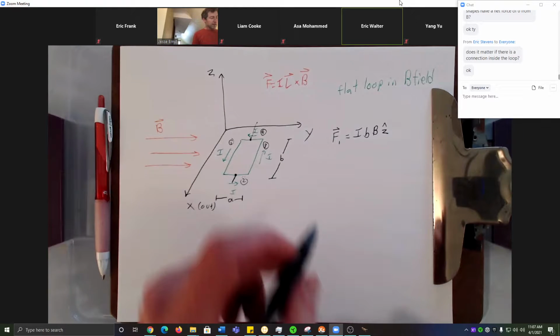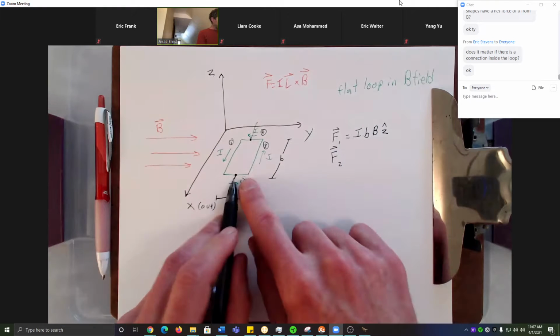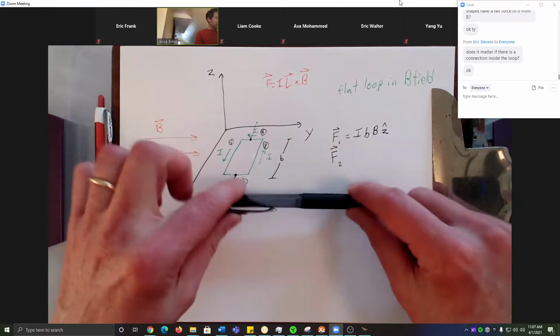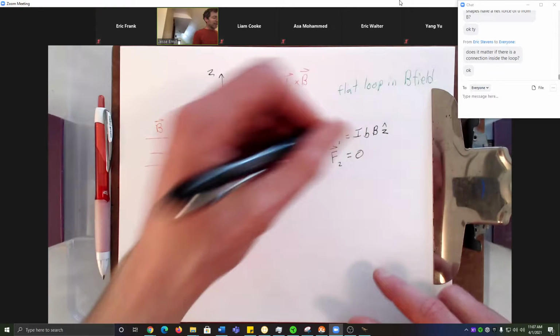So F2, the force on leg 2, well, this one's going to be easy because the current goes this way and the B field goes that way. So the force is just 0. The cross product of L and B is nothing.